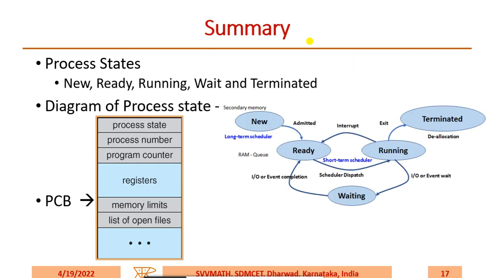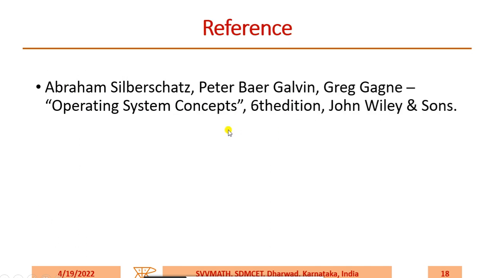Summary, what all we have discussed. The process states: new, ready, running, wait and terminated. The process state diagram, just try to revise this, and the process control block we have discussed. This is the reference I have used.